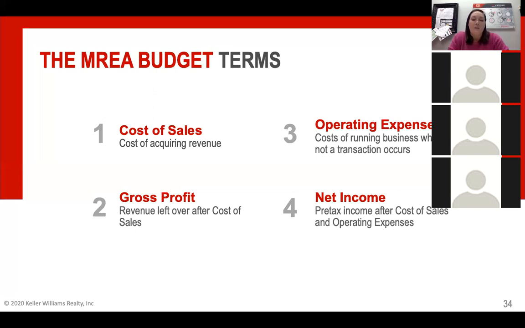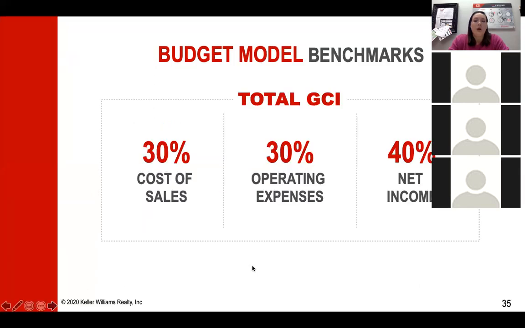Your net income, that's your pre-tax income after cost of sales and after your operating expenses. That is your net, and that's prior to taxes. So the budget model, which we talked about in the economic model, goes off of a total benchmark of 30% cost of sale, 30% operating expenses, with an expected 40% net income.